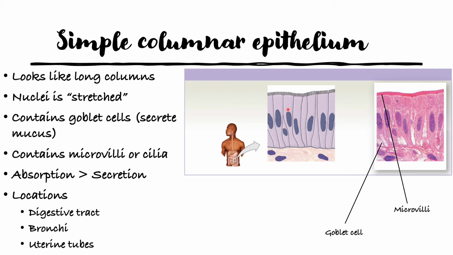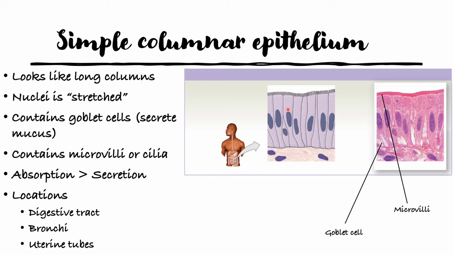So when you see microvilli, this lets you know that you're looking at columnar. You should not see microvilli or cilia on squamous cells. You're not going to see that on cuboidal. The job of microvilli is to absorb substances. The job of cilia is to move substances. So for example, on your skin, you should not be having that.